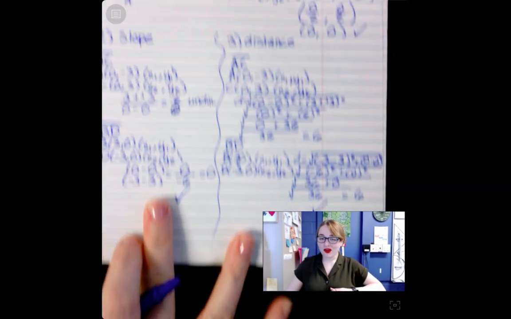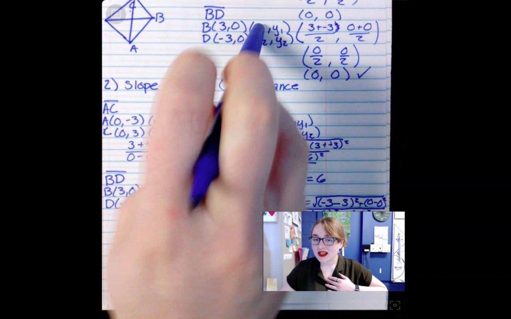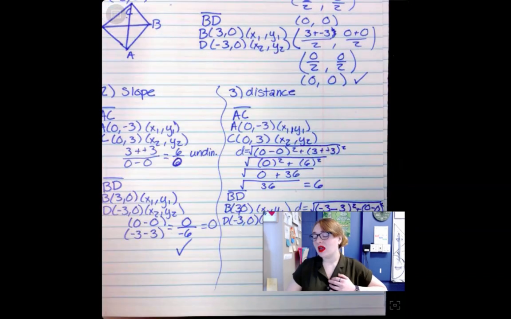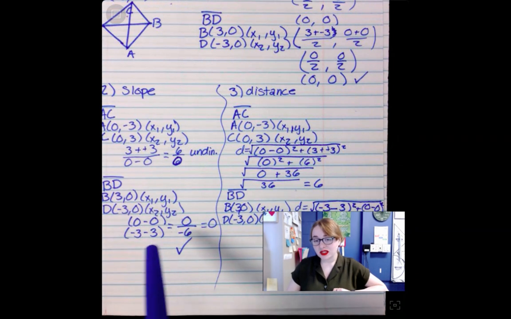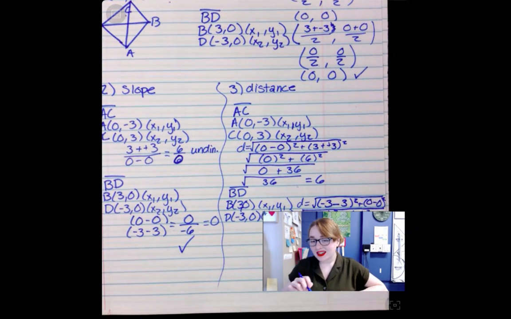So since we've done all 3 steps, we proved that it is a parallelogram by doing the midpoint, we proved that the diagonals are perpendicular by proving the slopes are opposite reciprocals, and we proved that the diagonals are congruent with the distance formula, we can confidently say that this is a square.